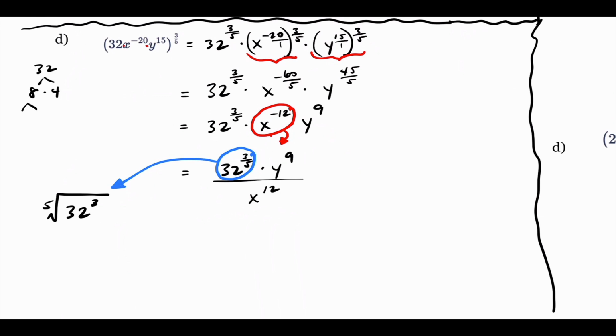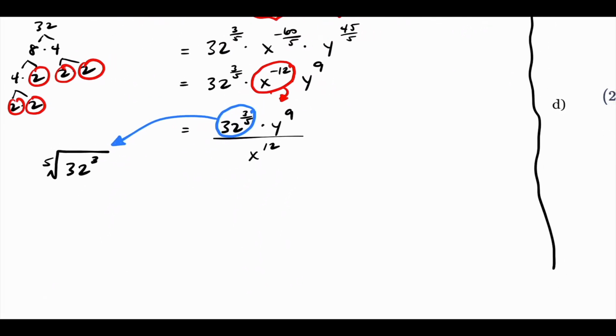8 times 4, 4 times 2, 2 times 2, 2 times 2. 32 has 5 2s. So if I have 3 32s, how many 2s am I going to have? 15. 15 2s. So I'm not going to write 2 times 2 times 2 times 2. I just have 15 2s.